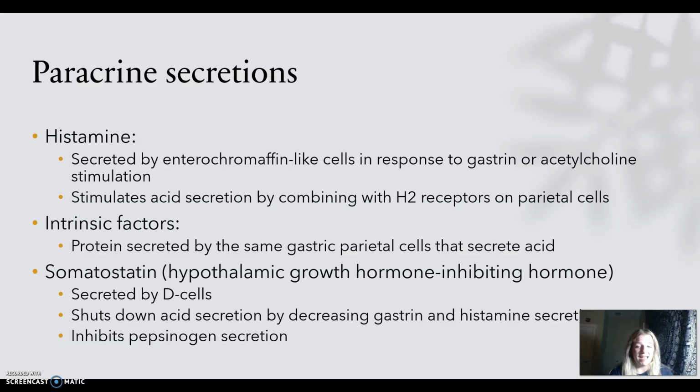Somatostatin is a hypothalamic growth hormone inhibiting hormone. It is secreted by the D cells, and it shuts down acid secretion by decreasing gastrin and histamine secretion. It also inhibits pepsinogen secretion, and it is also the primary negative feedback signal for the gastric secretions.